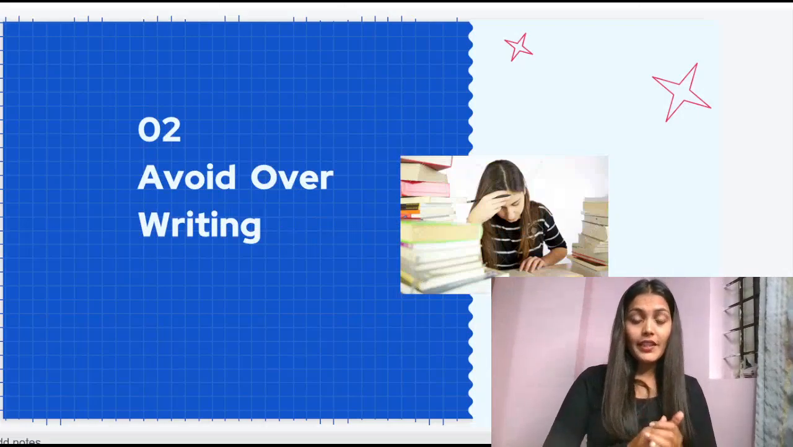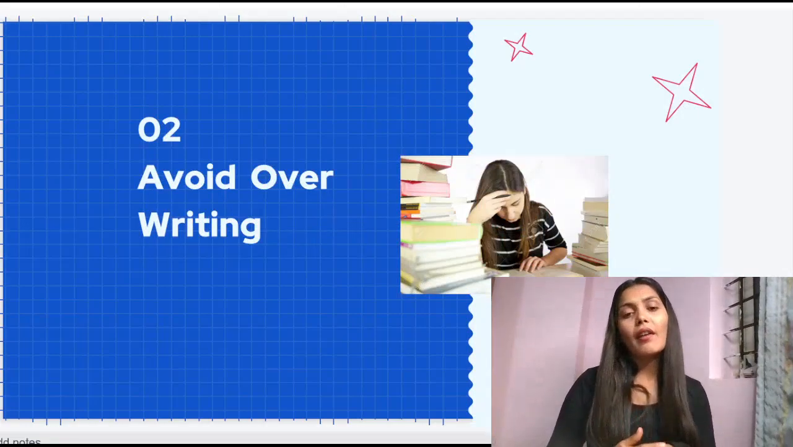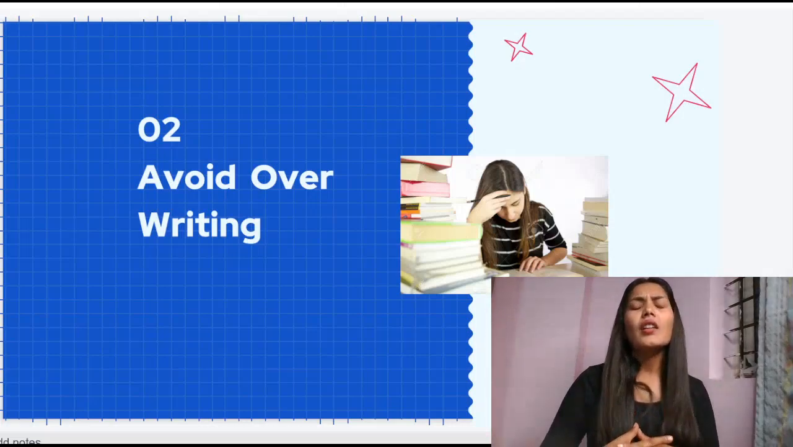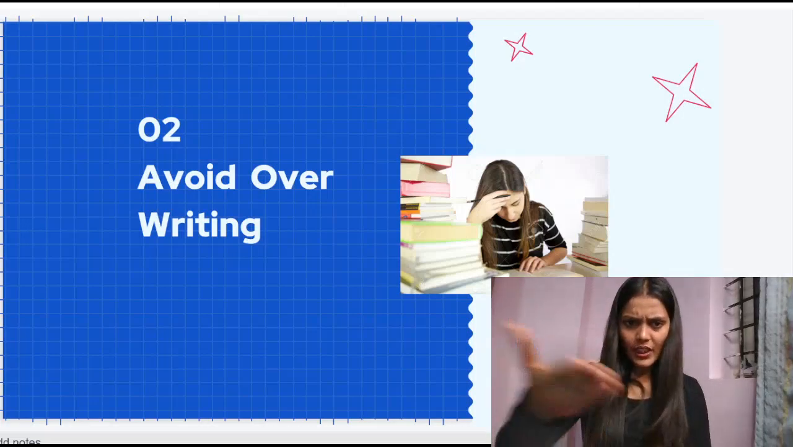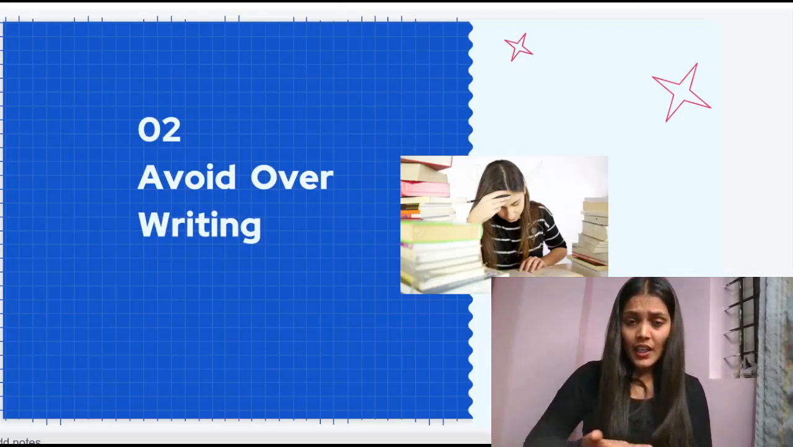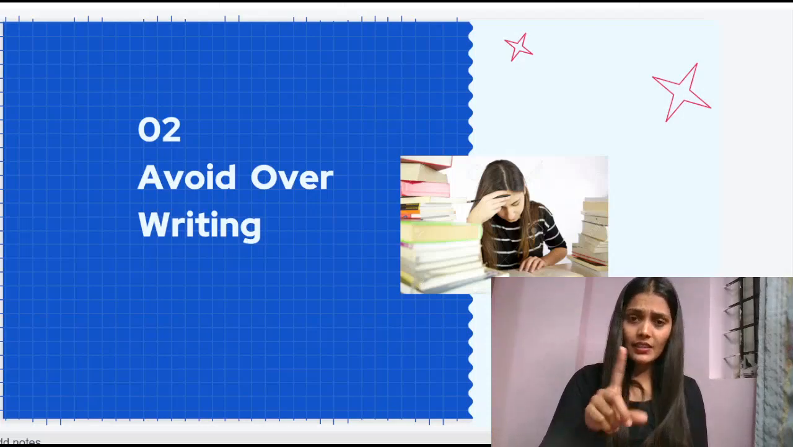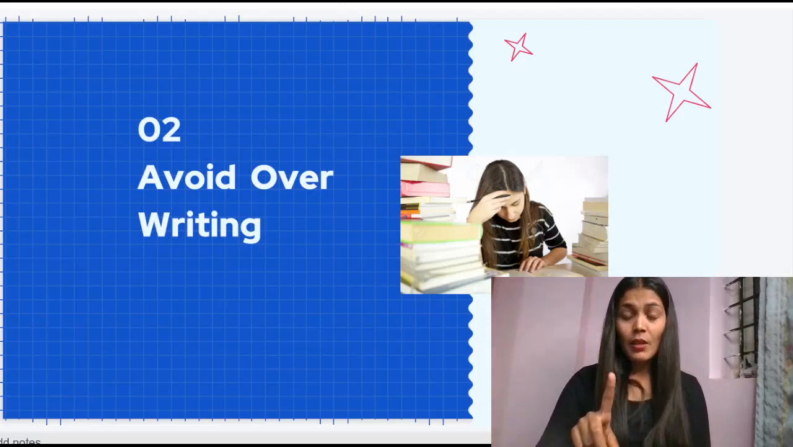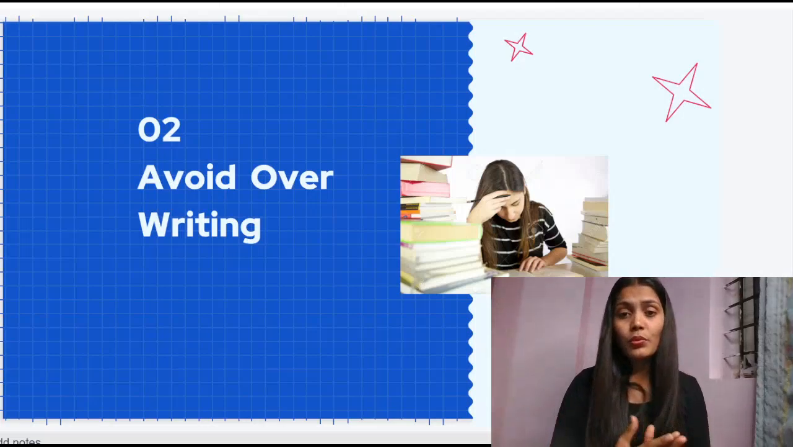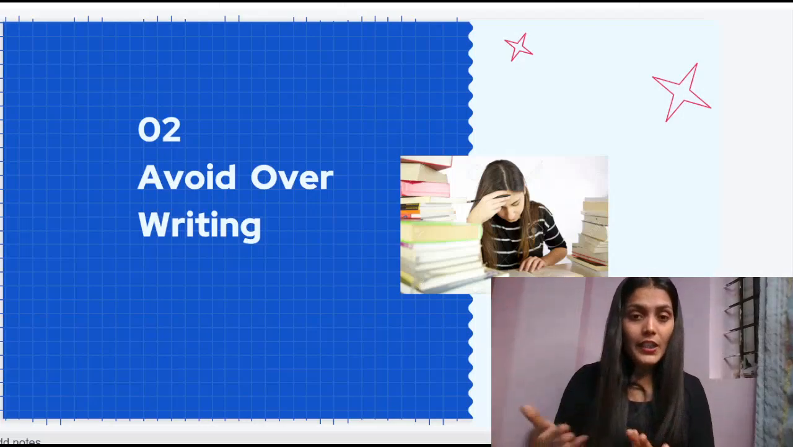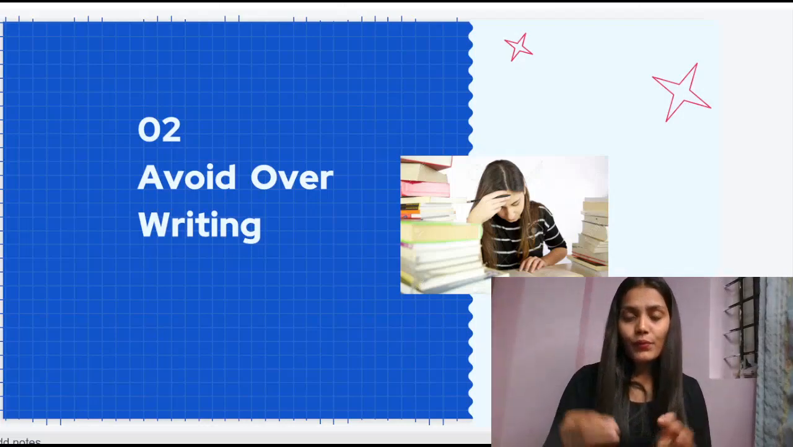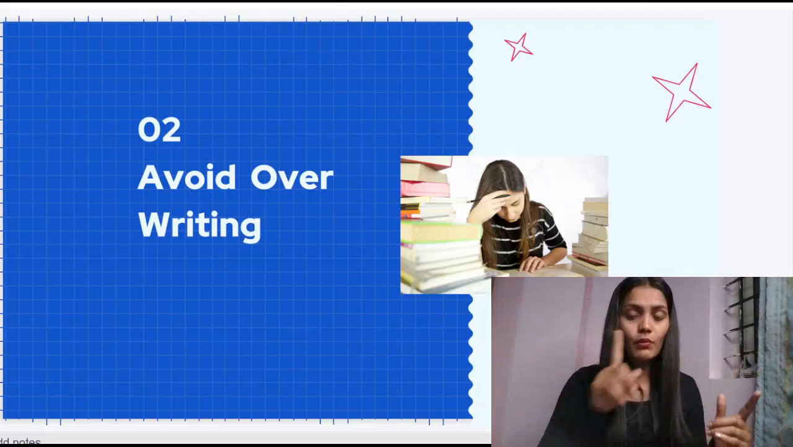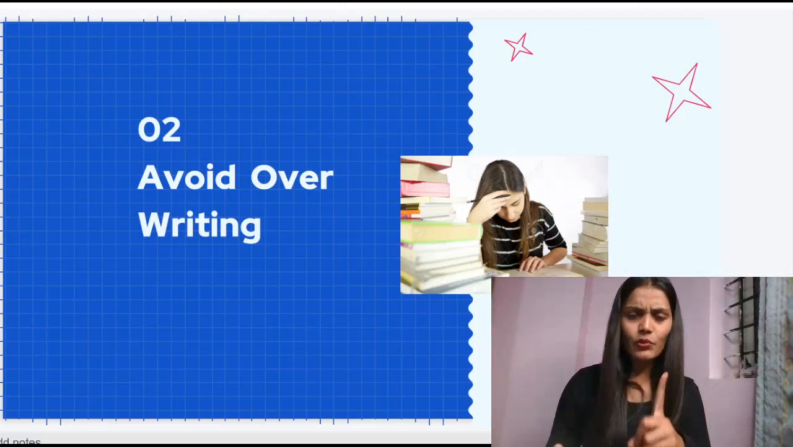The second topic is avoid overwriting. What happens? Some students, let's say you came across the first question, and that question has only 1 mark, but they write very well, the whole quantum theory about it. Even if you are writing 2 pages of answer for a 1 mark question, you will not get a good score. Only one mark you will be getting.